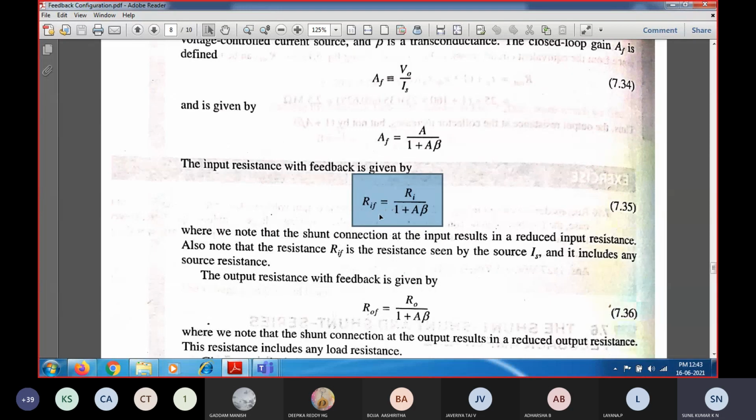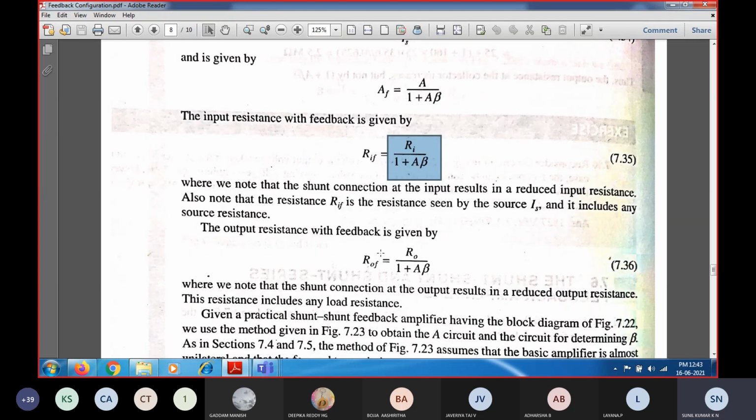So we are going to get the input resistance with feedback. If you derive the equation, you are going to get this as the final: Ri divided by 1 plus A beta. And R naught of F, since it is shunt, you have already derived with this equation. R naught of F is nothing but R naught divided by 1 plus A beta. So that is the input resistance as well as output resistance in this configuration.